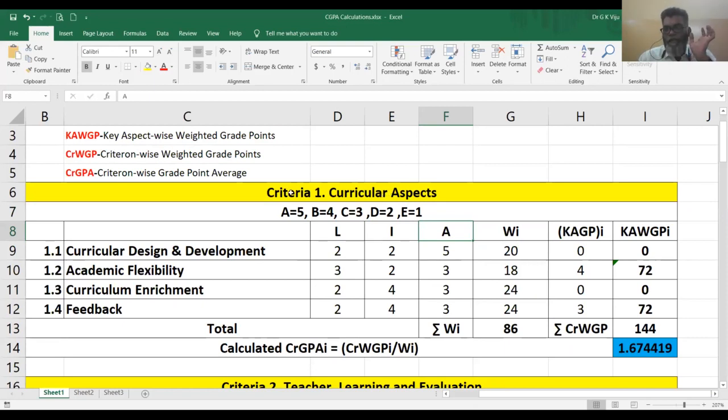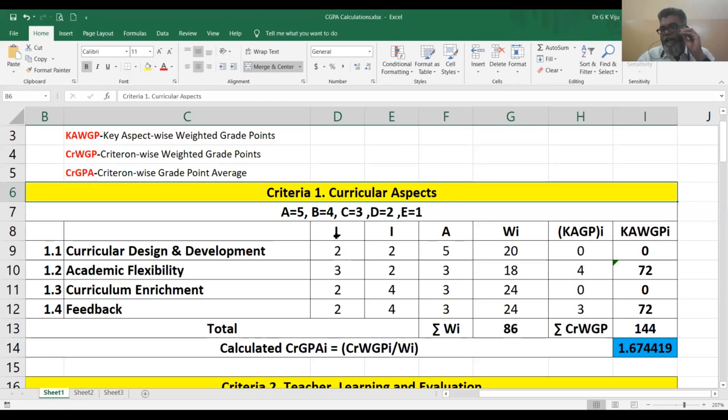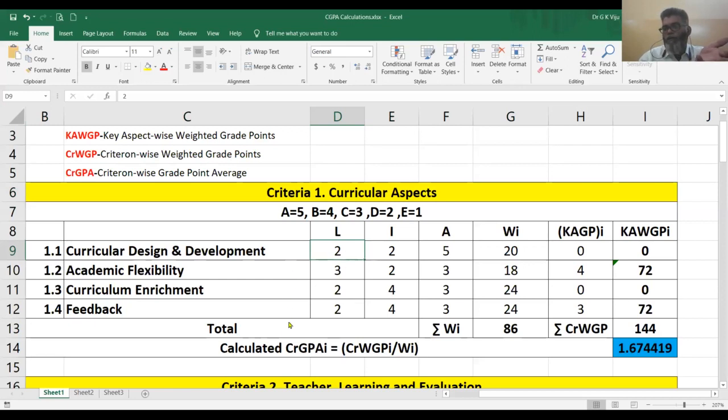Okay, I have 7 criteria. This is about the quality of education in higher institutions. I used one criterion, and for that criterion I used around 4 key points. L indicates collecting the information from the lower level, that means curricular design and development. I have 5 values, and I'm asking the students. You got my point? Are you getting the point? Yeah.